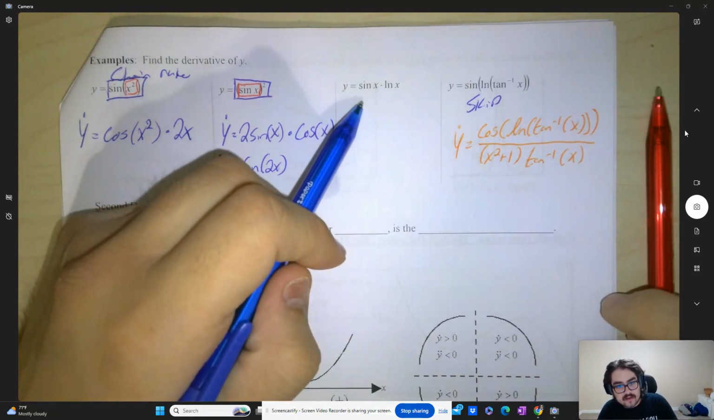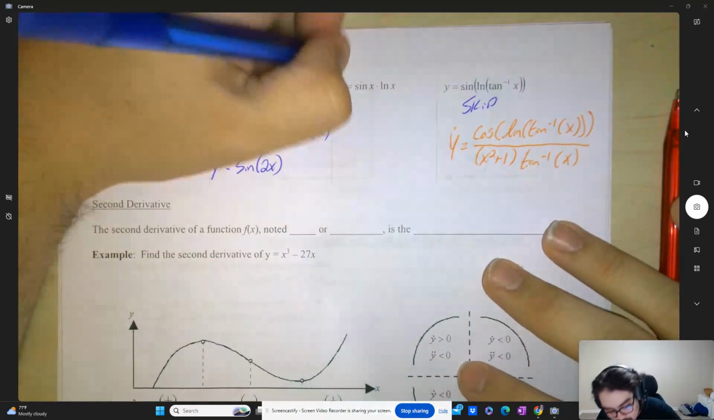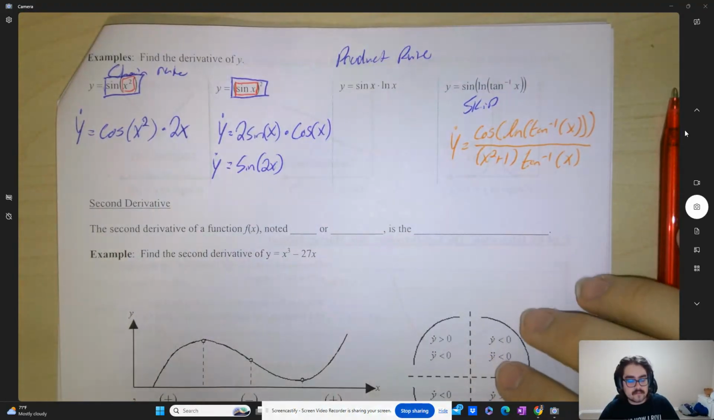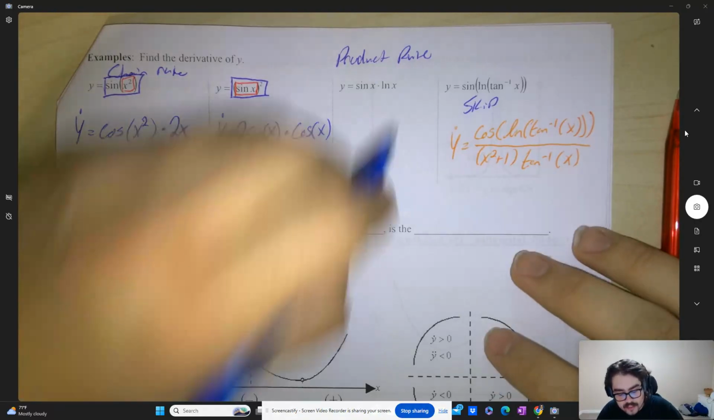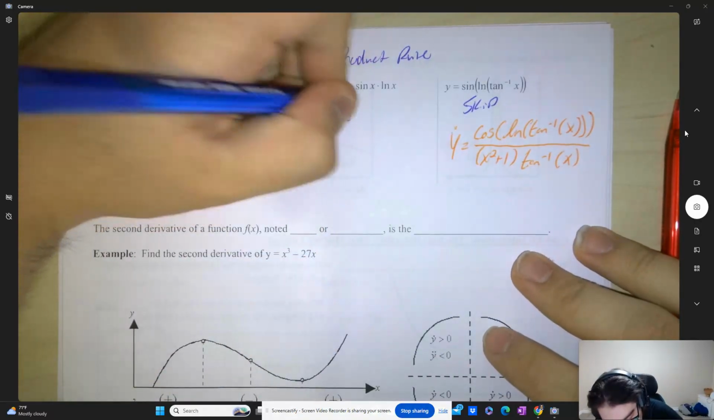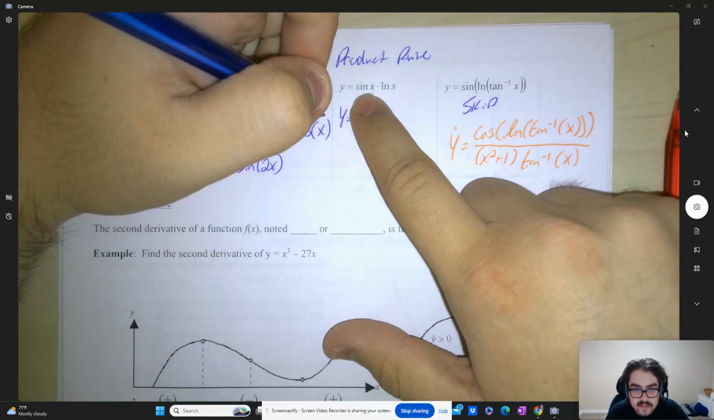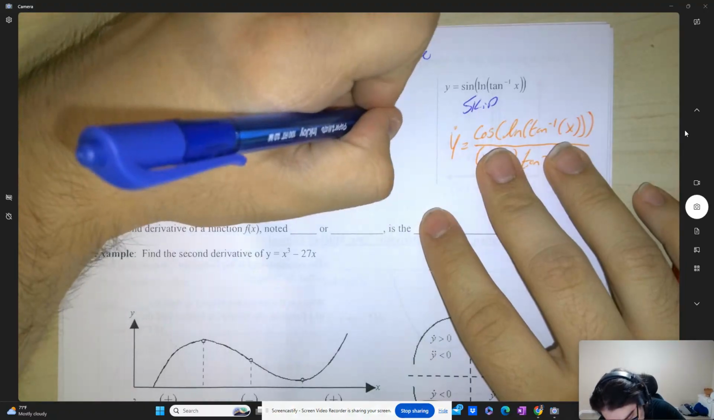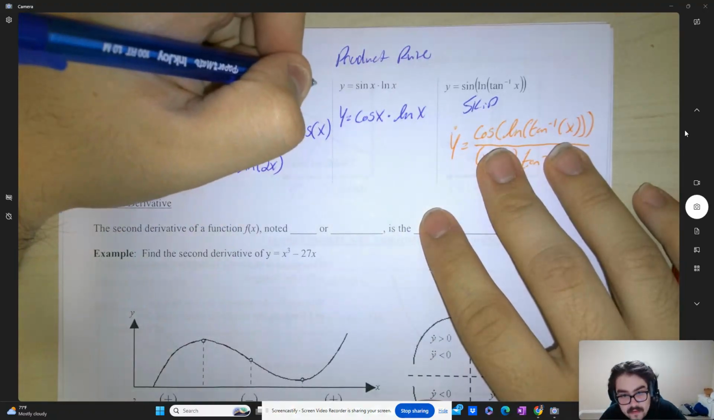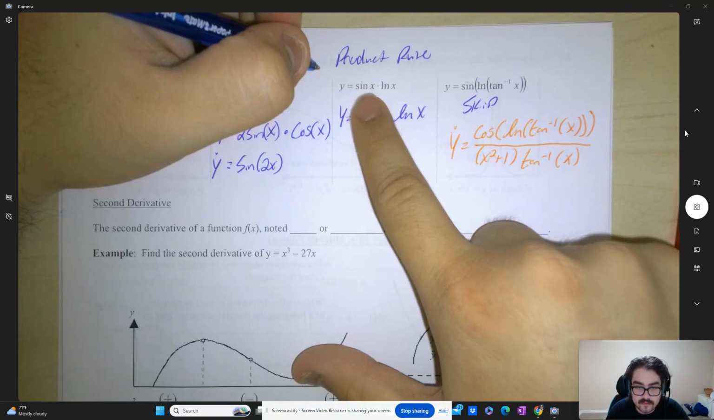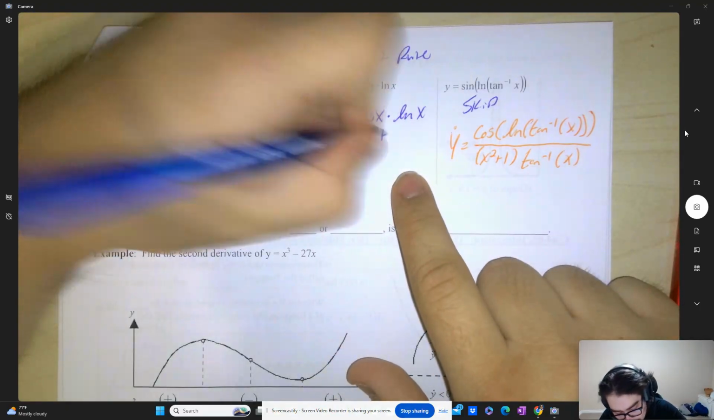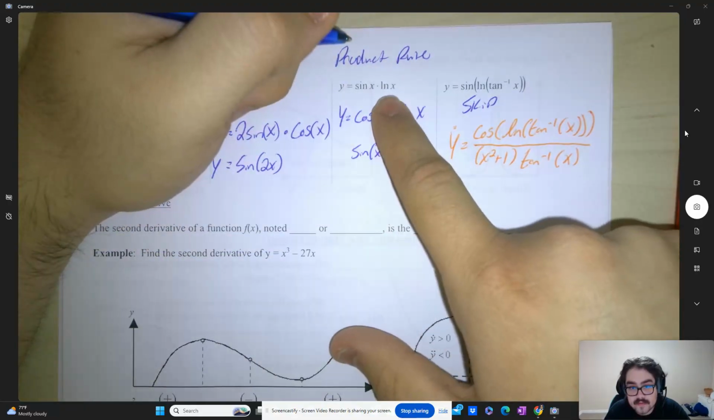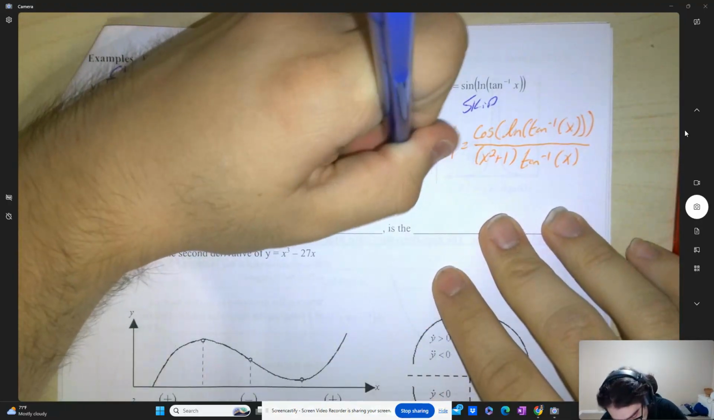Okay, right here, sine x, natural log of x, you have to use the product rule for this one. And in using the product rule, each one gets its turn being the derivative. So we would do the derivative of sine of x, that's going to be cosine of x, times natural log of x. So that's the first term. Sine got its turn being derivative. Now it's natural log's turn, so then we would do sine of x times the derivative of natural log, which is 1 over x.